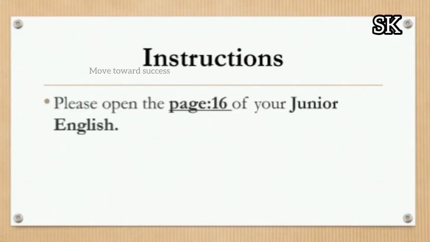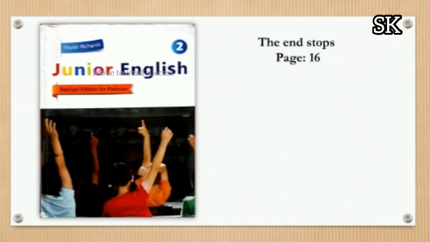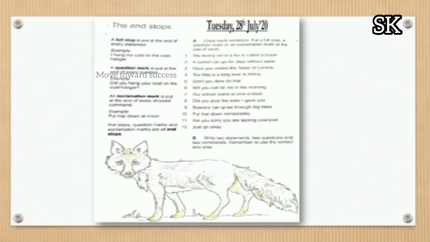Instructions. Please open page 16 of your junior English. Write down date and day on the top of your page. This is your page number, and the title of the page is the end stop. You have to just write down date and day on the top of the page. Today it is Tuesday, 28th July 2020. End stop. Page 16.